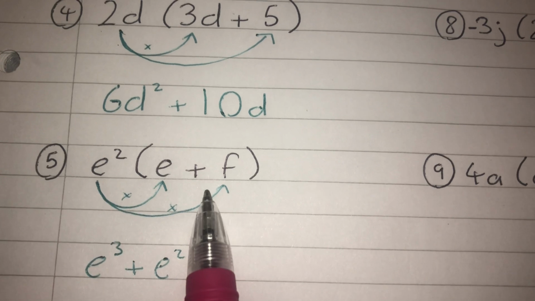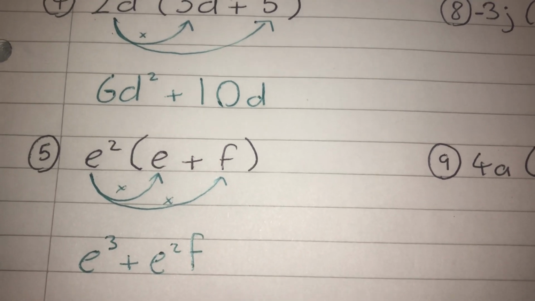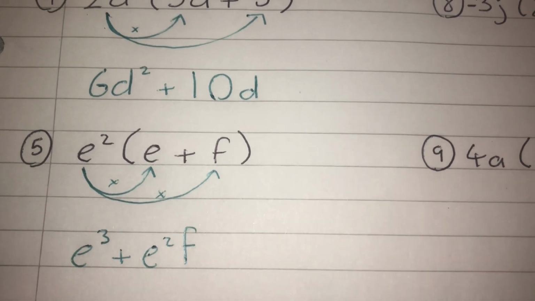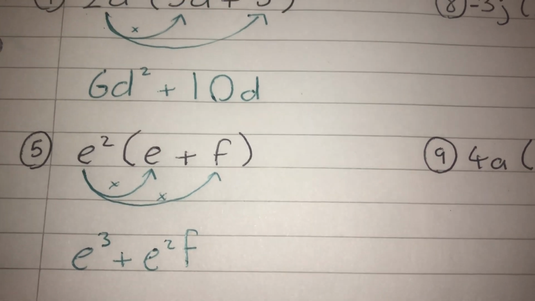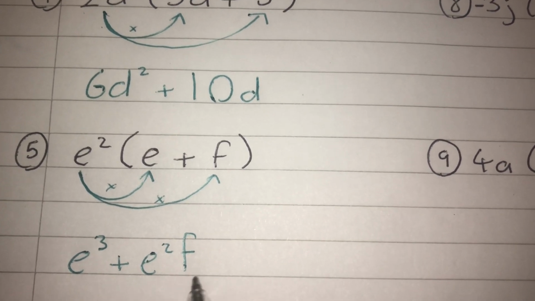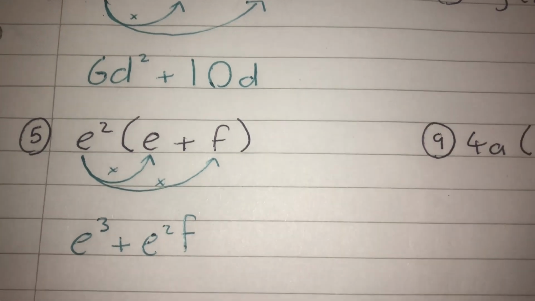I've had questions asked before, would it matter if I wrote FE squared? No, I mean, you'll still get the mark if you write that. It's just good practice, I suppose, in algebra to keep the letters in alphabetical order. But if you wrote E squared F or FE squared, you'll still get the mark.